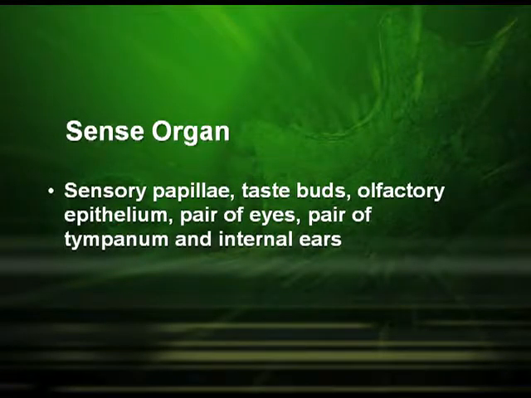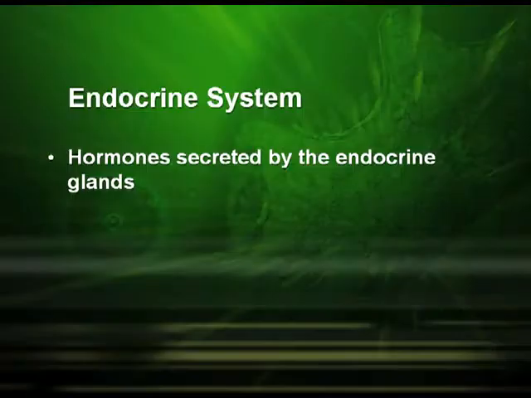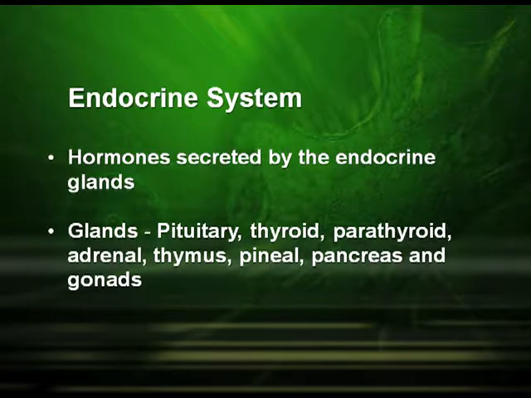The sense organs are the sensory papilla, the taste buds, the olfactory epithelium, a pair of eyes, a pair of tympanum and the internal ears. The endocrine system includes the hormones which are secreted by the endocrine glands. These are the pituitary, thyroid, parathyroid, adrenal, thymus, pineal, pancreas and gonads.